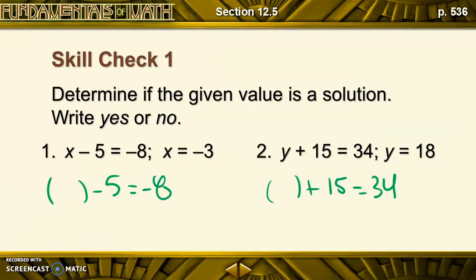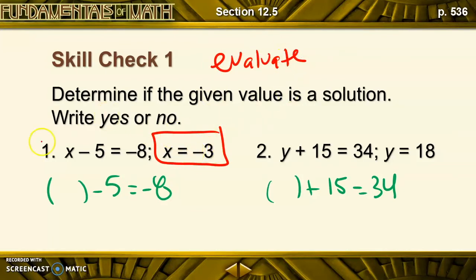Let's go ahead and look at skill check number 1. Determine if the given value is a solution, yes or no. So we're answering the question, is it true? This equation says x minus 5 is equal to negative 8, and they're telling us that x is equal to negative 3. So we're going to go ahead and evaluate. We're going to plug in negative 3 wherever I put x. Whenever I evaluate, I, Mr. Lopez, the trained professional right here, love to put parentheses and then put the value for x there. So negative 3 minus 5.